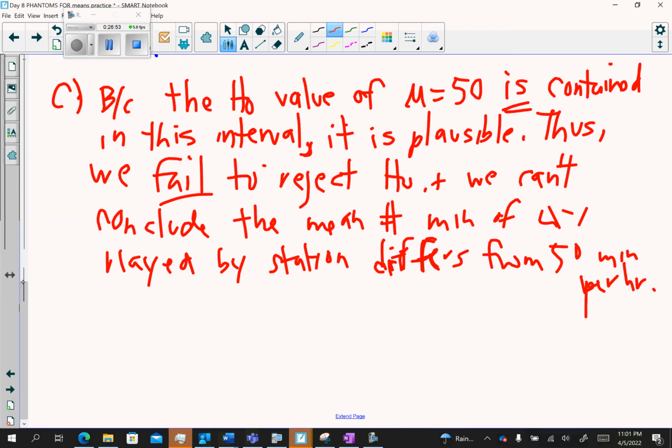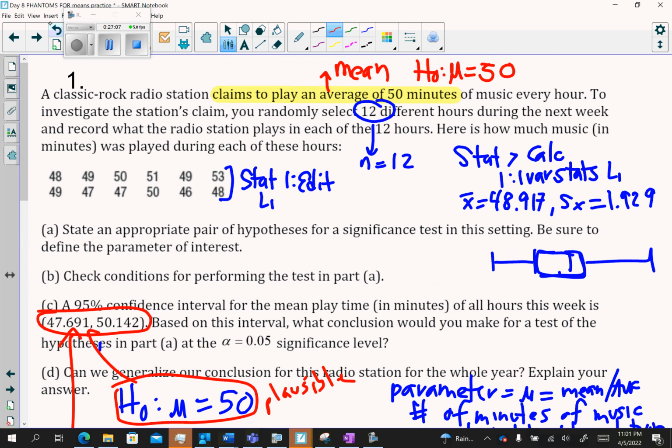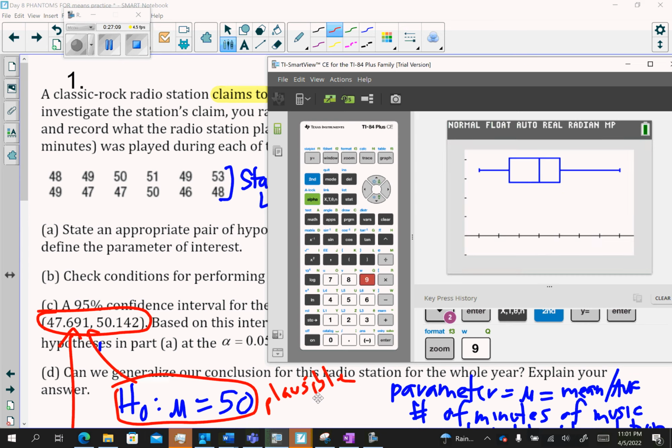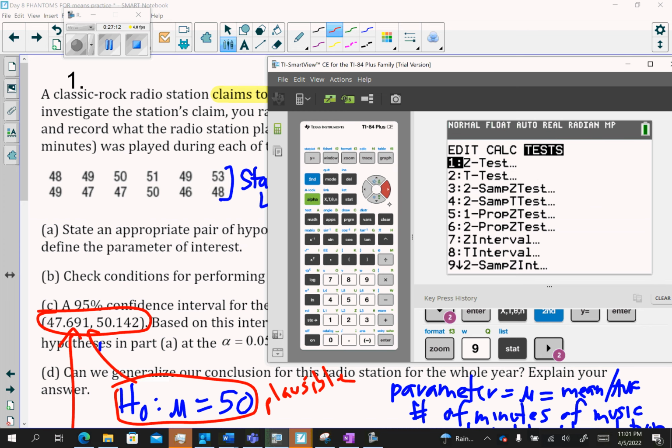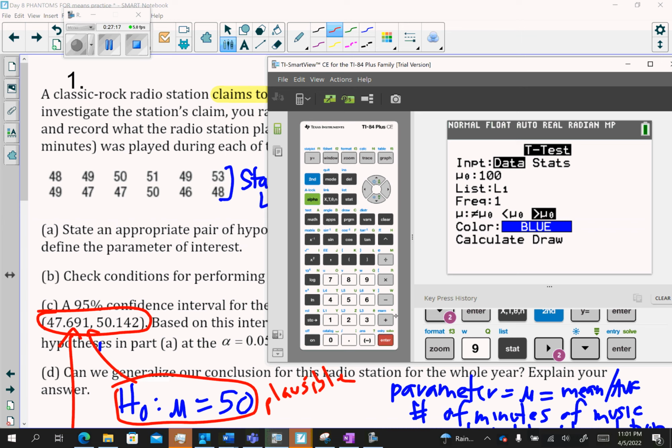So now I'm going to go forward and actually find the p-value with you on the calculator, and we're going to see if we would have rejected the null or not, okay? So let me scroll back up to my data. My data is still in L1, remember. So if I had gone to stat and gone over to tests, and I chose my t-test, which is number 2, and I choose data because I have data in the list, and I put in the null hypothesis, which was 50 minutes per hour. I choose L1, and then I choose the not equal to sign for the two-sided alternative.